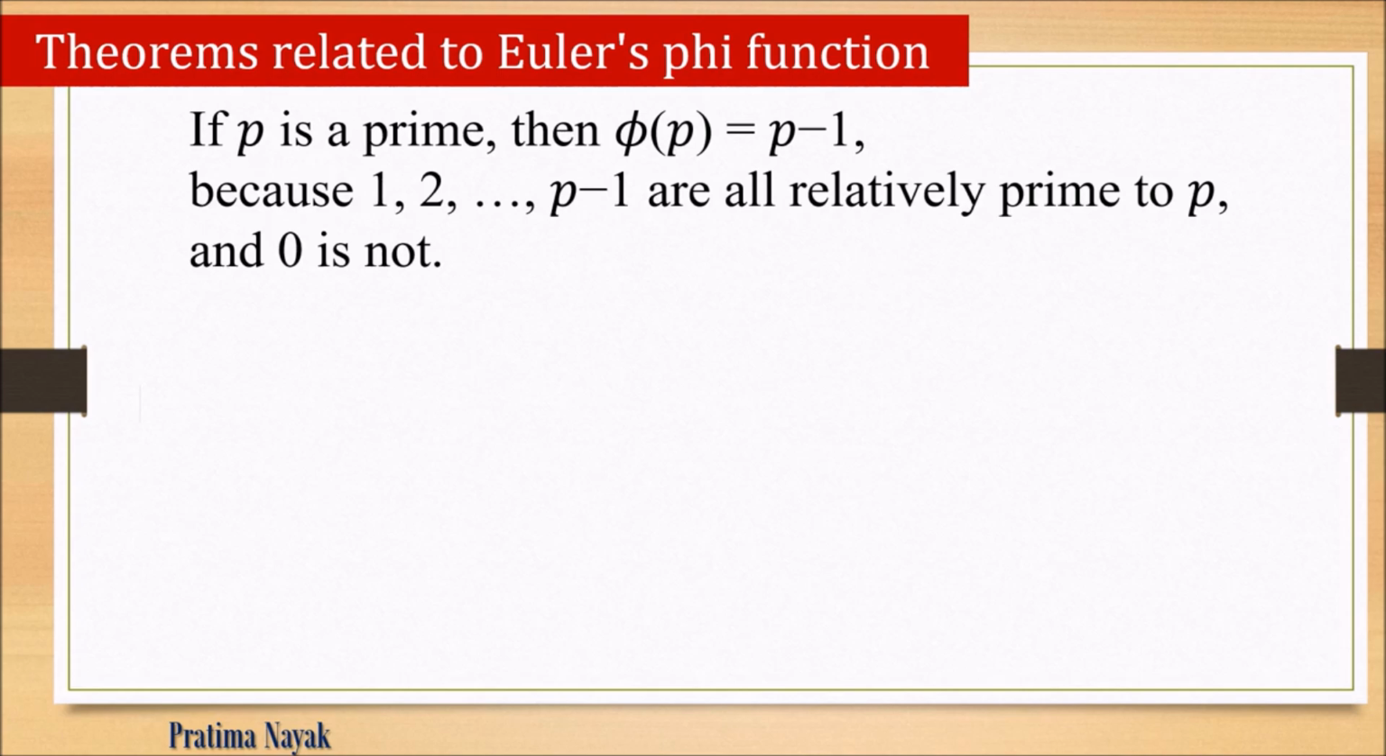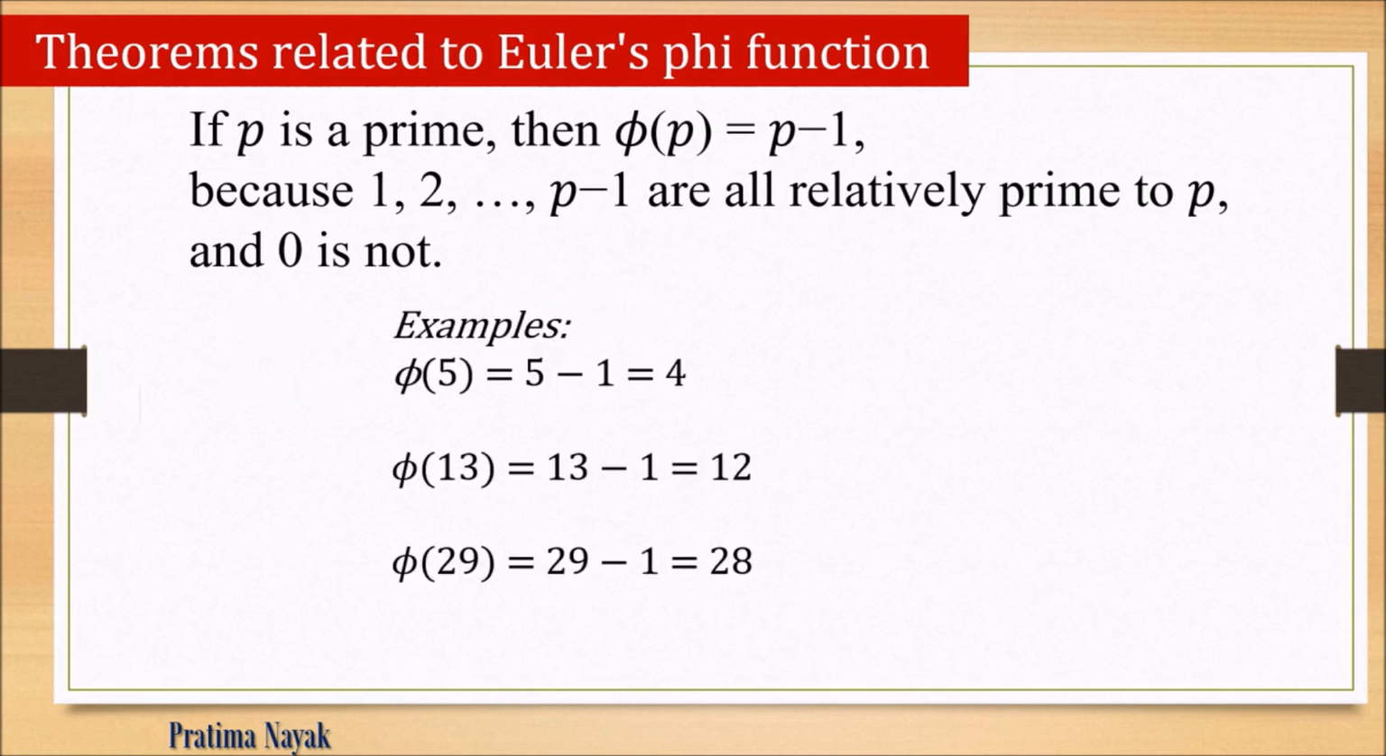For example, we had already found phi of 3. 1, 2, 3. 1 and 3, GCD is 1. 2 and 3, GCD is 1. So there were 2. Here 3 is a prime number, so you can directly write 3 minus 1, that is equal to 2.